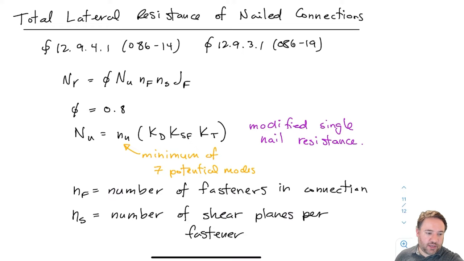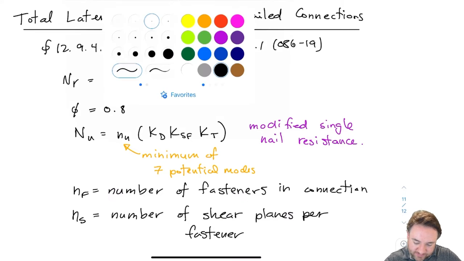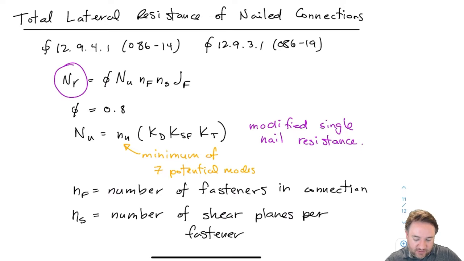Okay, so this is the equation from the standard. It's the same in 14 and 19 as is most of the things that we're talking about in this course. So we have our overall strength, NR, capital NR, equal to the NU, which is basically the individual nail strength modified to account for our modification factors for duration, service condition, and treatment.